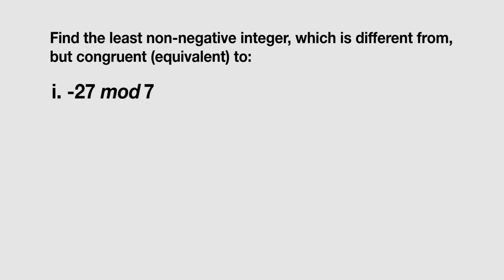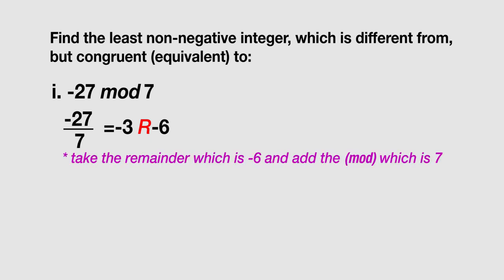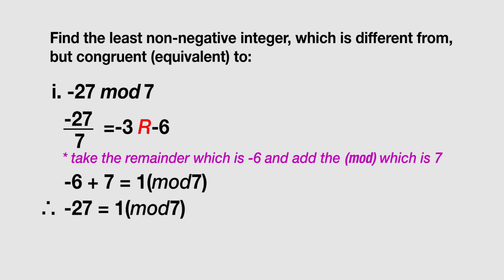Now, since this negative 27 is quite big, we divide the negative 27 by 7, which is the mod. This gives us negative 3, remainder negative 6. We take the remainder, which is negative 6, and add the mod to make it a positive equivalent. So negative 6 plus 7 gives us 1 mod 7. And therefore, we say negative 27 is equal to 1 mod 7.